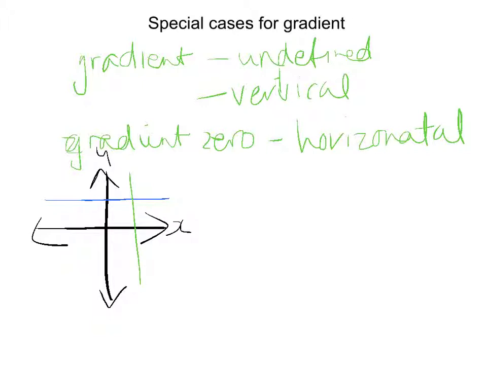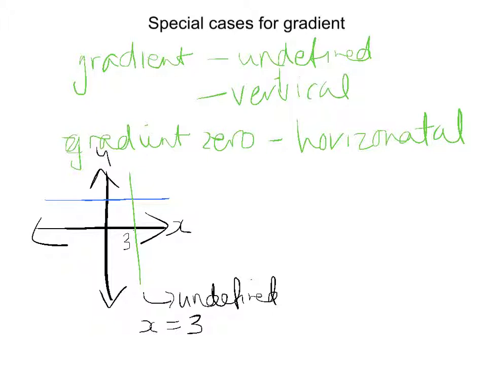Now, my vertical graph has a gradient of undefined. And if I had a scale on here, so for example, if this one here is 3, then that means that the equation of this line is x equals 3. It will never intersect with the y-axis. There will never be any y variables in this. Along this, all the way along this line, x is 3.